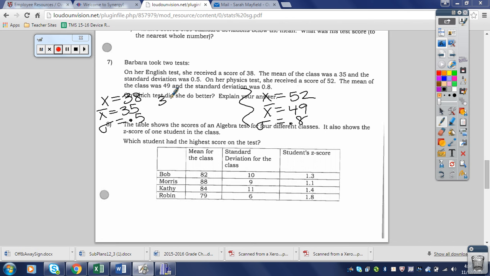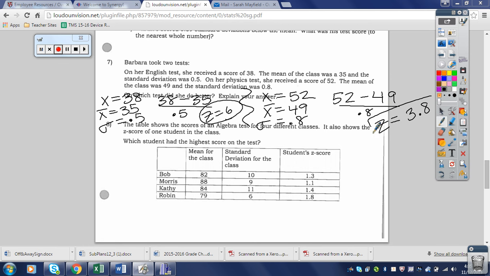Calculate a z-score. 38 minus 35 divided by 0.5. Over here I have 52 minus 49 divided by 0.8. If you calculate, you get z equals 6 over here. Over here, you get z equals 3.8. Okay? Which one did she do better on?